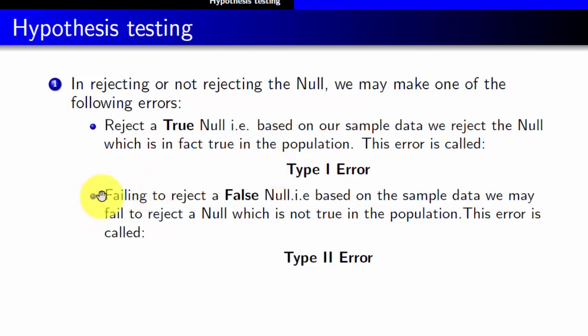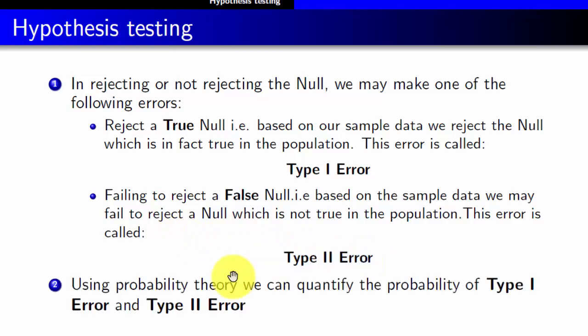Second, we may fail to reject a false null hypothesis. In other words, based on our sample data, we may fail to reject a null hypothesis which is not true in the population. Again, here we are making a mistake. In statistics, we refer to this mistake as a type 2 error.